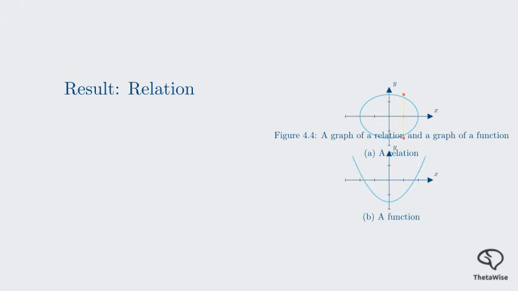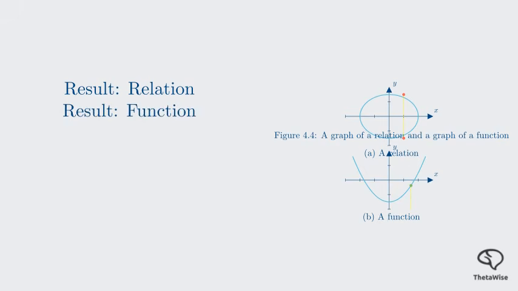Now let's apply the vertical line test to the second graph, labeled B. No matter where we draw a vertical line through this parabola, it will only ever intersect the graph at exactly one point. This tells us that for every x value, there is only one unique y value. This perfectly matches the definition of a function. Therefore, this parabola represents a function.